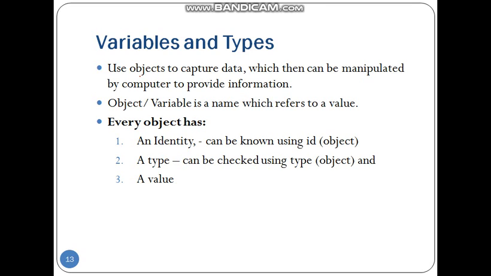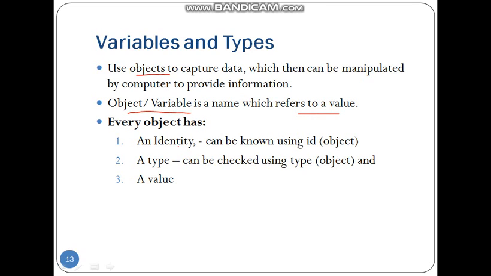Variables means everything is treated as an object in Python. Okay, so whatever value, like 10, is treated as an object. So that 10 needs a variable name. Okay, so variables refer to a value. It is just a reference to a value.